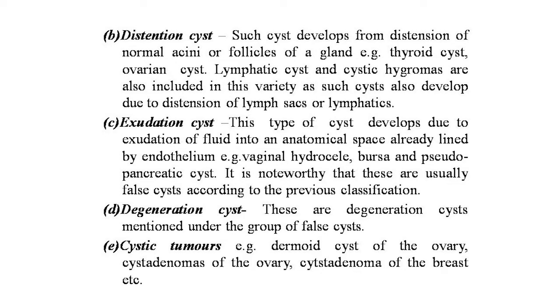And the next cyst is the acquired cyst, the degeneration cyst. These are degeneration cysts mentioned under the group of false cysts. Cystic tumors: the next cyst is the derived cyst of the ovary, cystadenoma of the ovary, cystadenoma of the breast, etc.